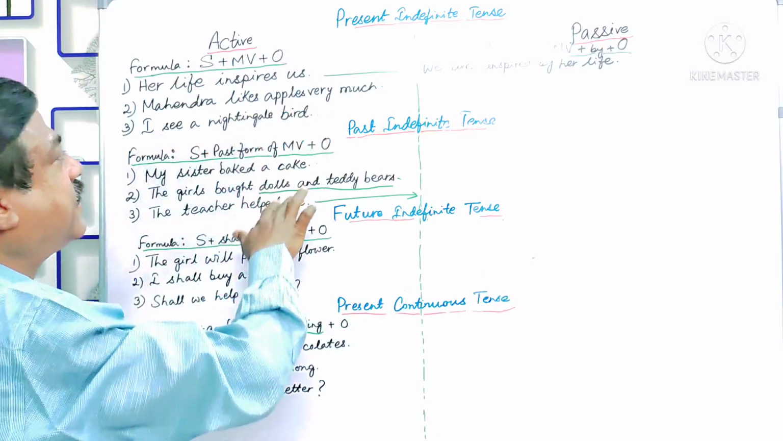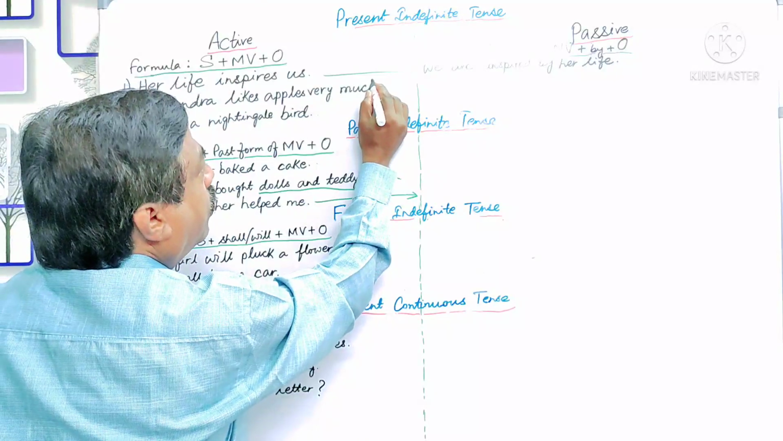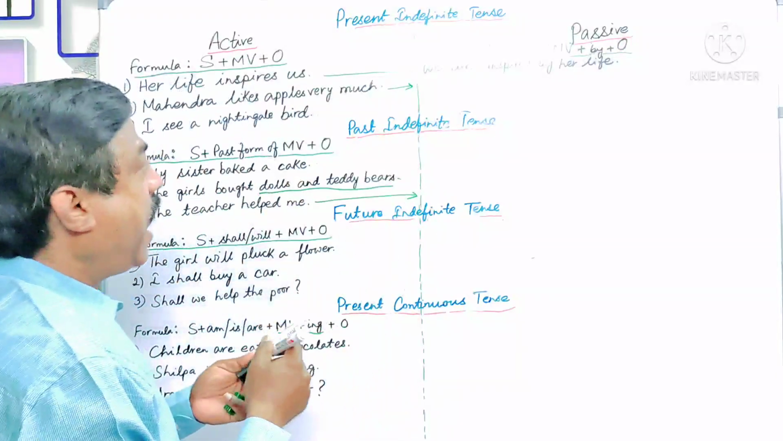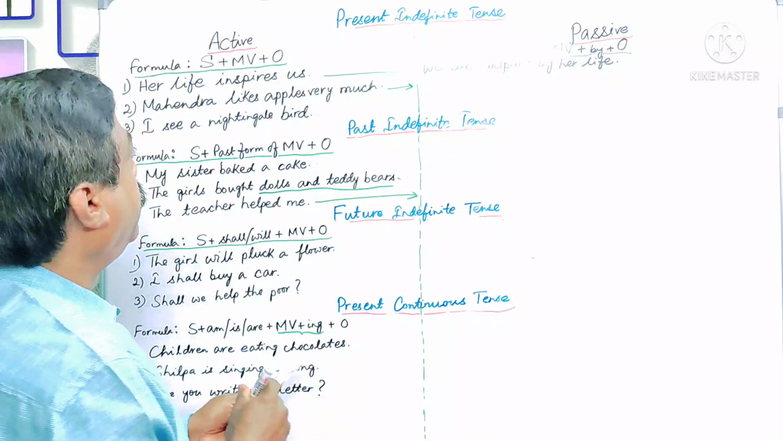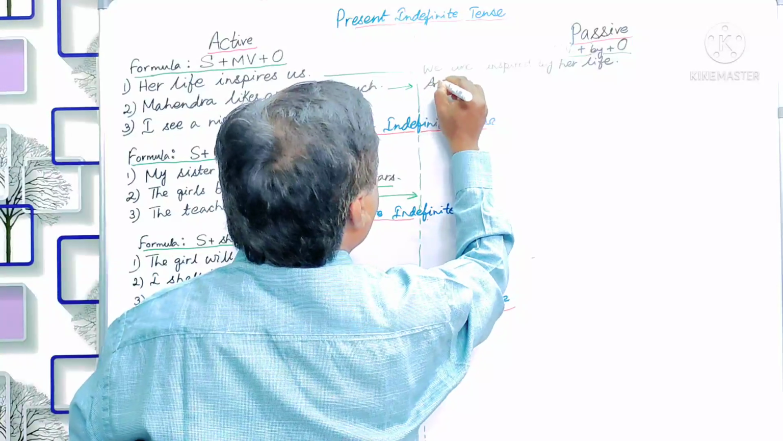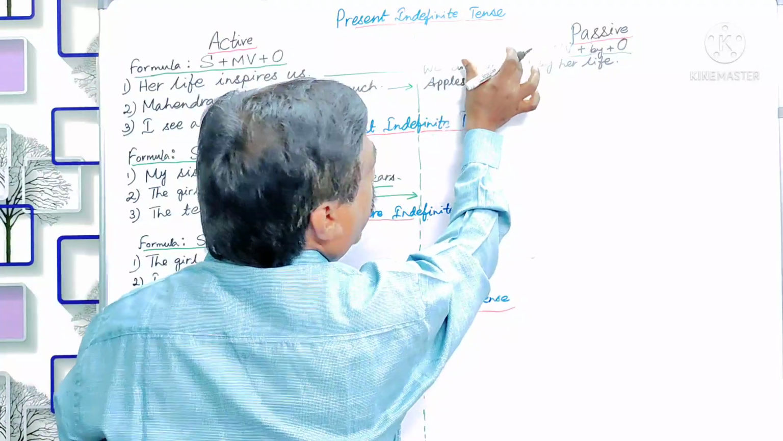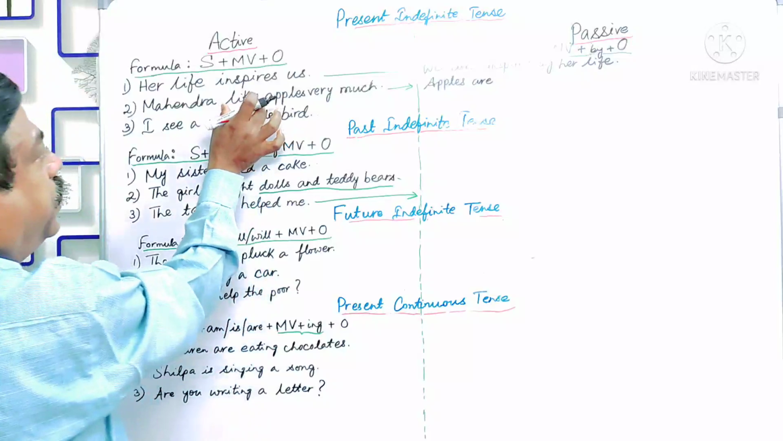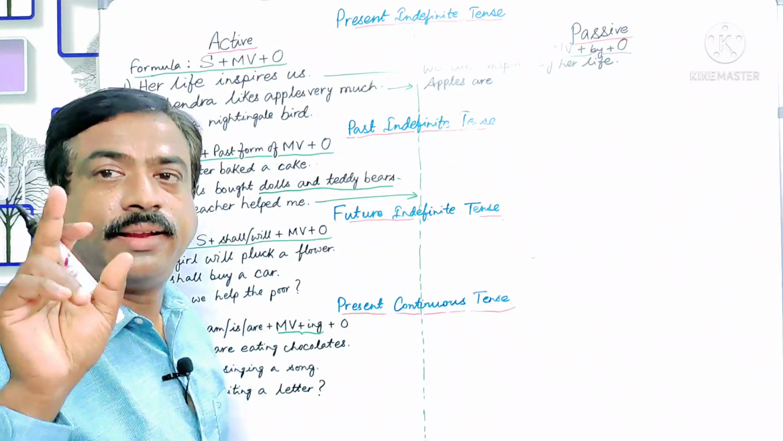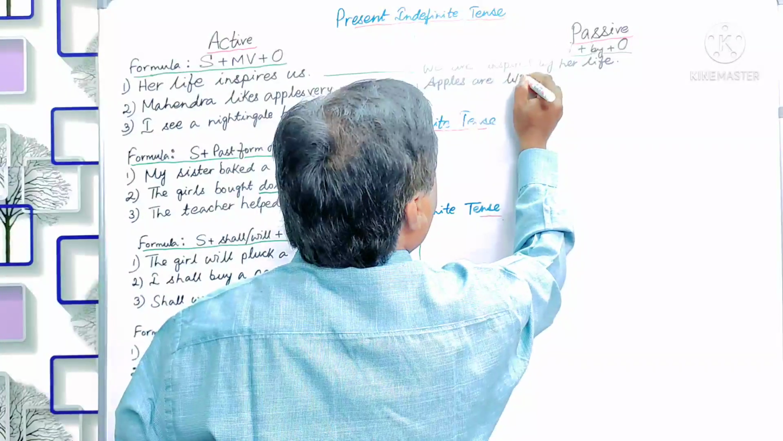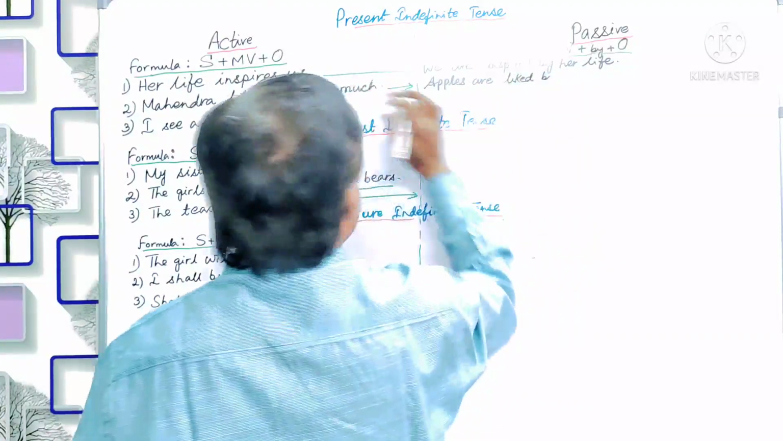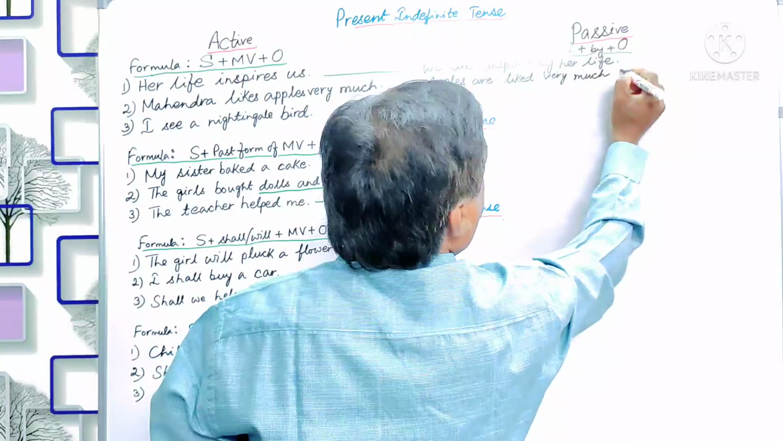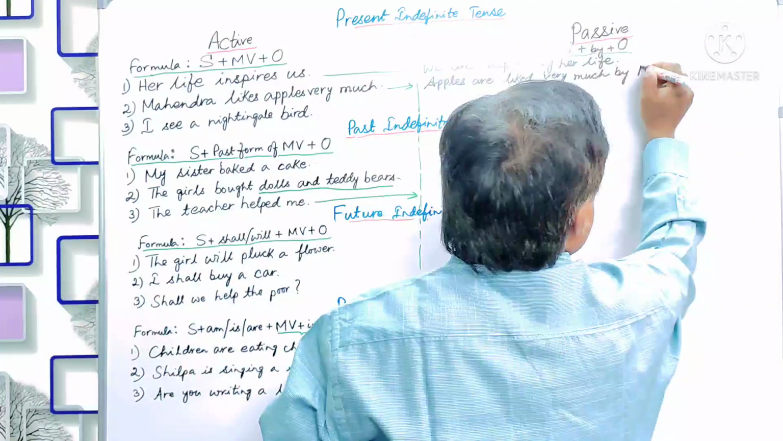Next is Mahendra likes apples very much. So apples is the object here. That will be the subject. So you start with apples. Immediately you look at the formula. Apples is in the plural form, so you have to place are. And here the main verb is like, liked, liked. Apples are liked. Here it is very much, so you have to write very much by Mahendra.